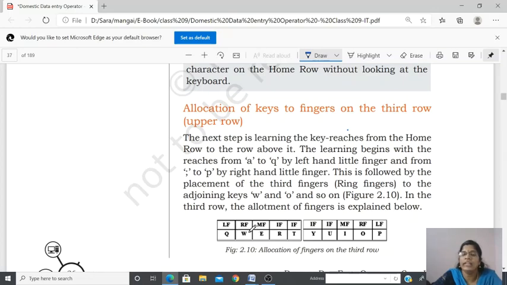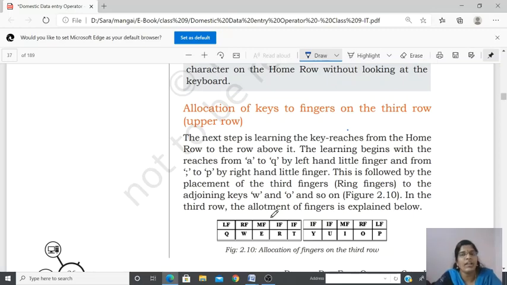Then the next letter is Q, you have to use the little finger. The next letter is W, you have to use the ring finger. Then E, you have to use the middle finger. Then R, you have to use the index finger. The next letter T is also the index finger. The fourth and fifth letters are the same index finger.